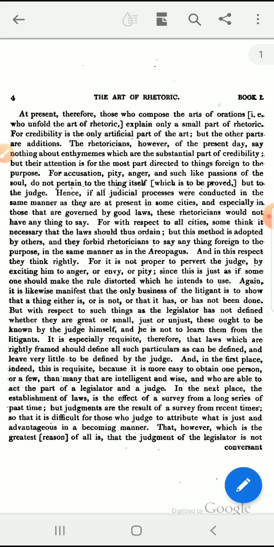And he says what they all miss and neglect is the study of what Aristotle calls here credibility or proof. Aristotle writes, "For credibility is the only artificial part of this art."